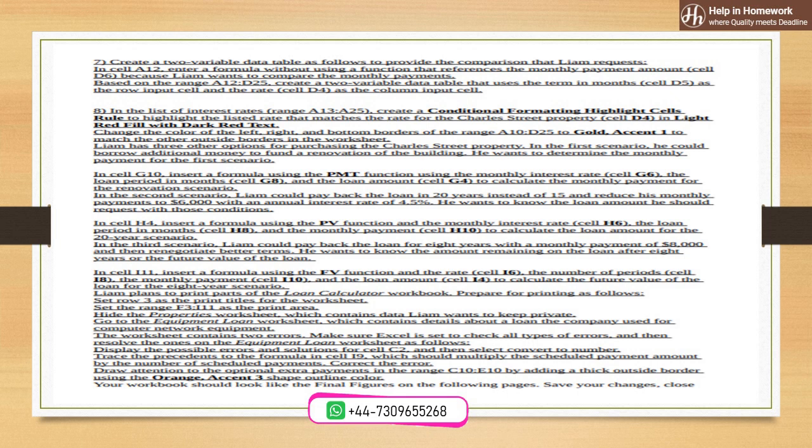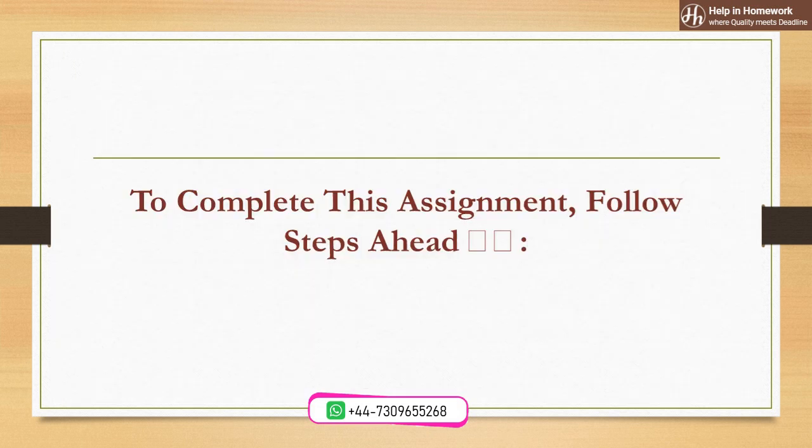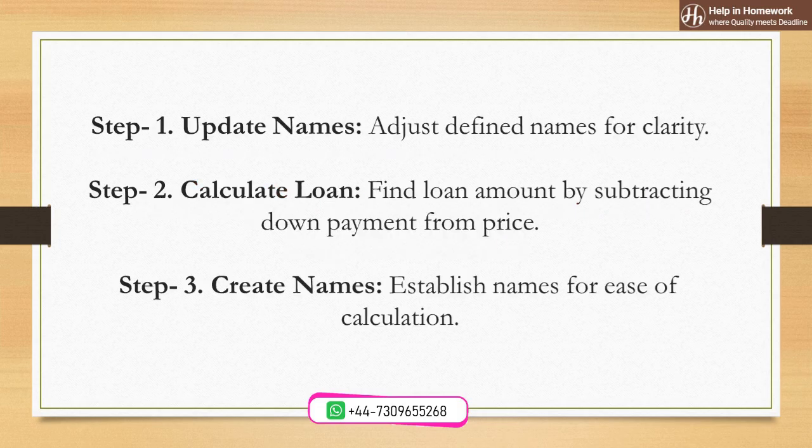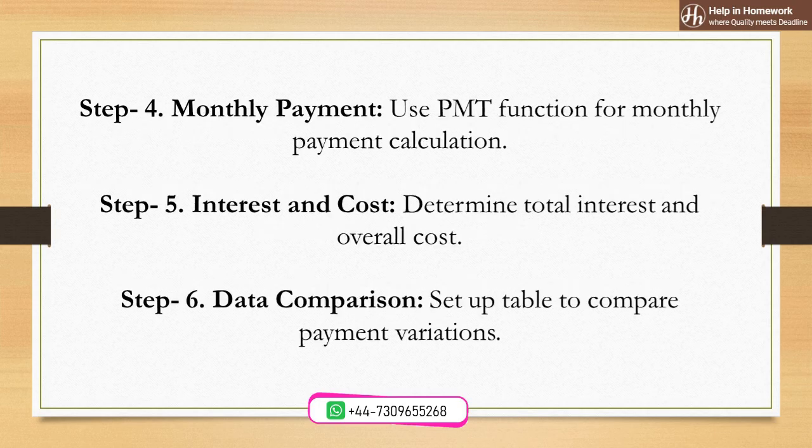This assignment is divided into multiple steps. To complete this assignment, follow the steps ahead. Step 1. Update names. Adjust defined names for clarity. Step 2. Calculate loan. Find the loan amount by subtracting the down payment from the price. Step 3. Create names. Establish names for ease of calculation.